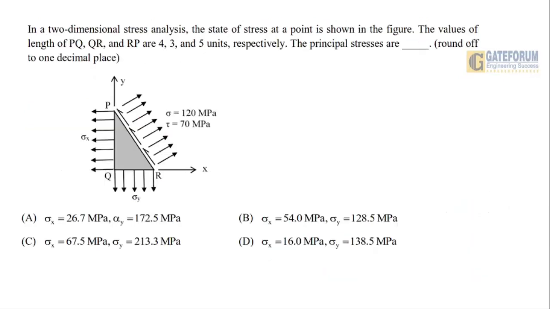In a two-dimensional stress analysis, the state of stress at point as shown in the figure, value of length PQ, QR and RP are 4, 3 and 5. The principal stresses are dash, round off to 1 decimal place. Options: sigma x is 26.7 megapascal, sigma y is 172.5; sigma x is 54 megapascal, sigma y is 128.5 megapascal; sigma x 67.5, sigma y 213.3; sigma x is 16 megapascal, sigma y is 138.5 megapascal.